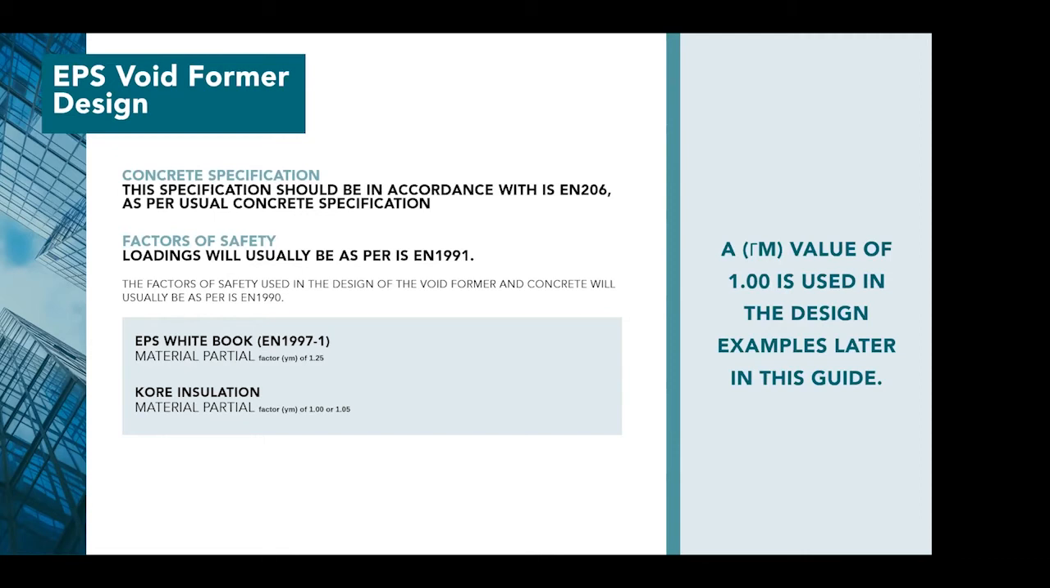When we're looking at the concrete spec of the screed above the void former EPS, or the slab below, it depends on the exposure class for the concrete, and that might have an effect on your cover requirements. The specification should be in accordance with EN 206, which is the normal concrete spec. The presence of the void former has no effect on the concrete spec unless it is in a position where its insulating properties can protect the concrete. Otherwise, it will be exposed to freeze-thaw.